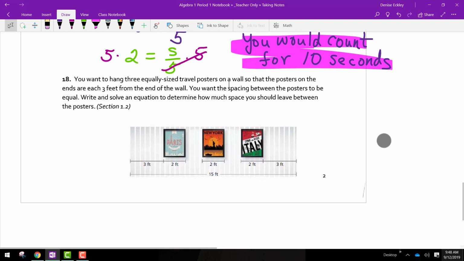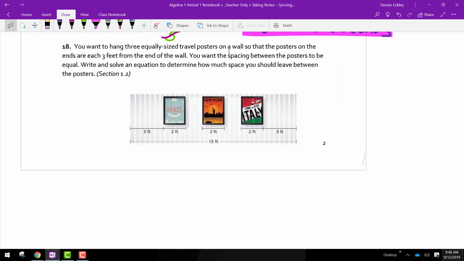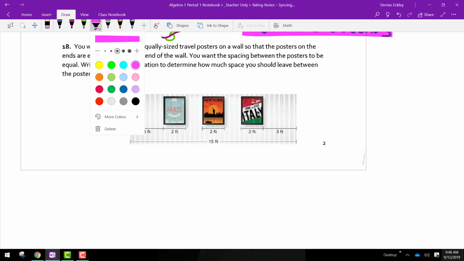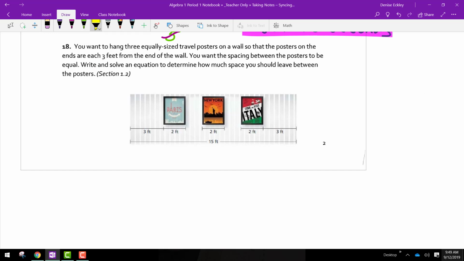Okay, next problem. You want to hang 3 equally sized travel posters on a wall so that the posters on the ends are each 3 feet from the end of the wall. You want the spacing between the posters to be equal. Write and solve an equation to determine how much space you should leave between the posters. Now, I want you to take note of this part, and I didn't point that out in the last one. It's the same thing. You're being asked to write an equation. Now, I know many of you could just figure this out by taking your total distance, subtracting off what you're given, and then dividing it in half because it has to be the same. But we need to write an equation.